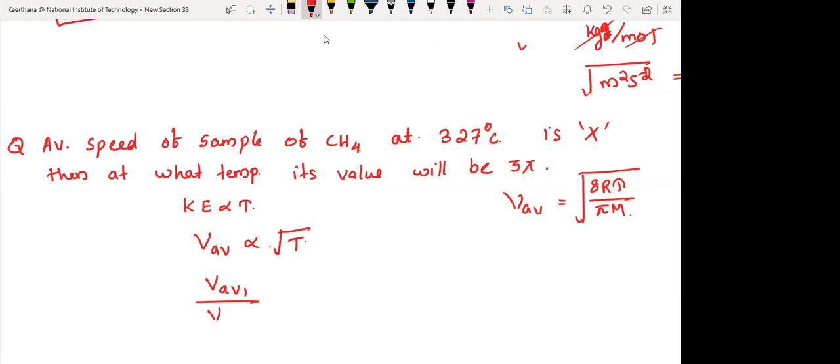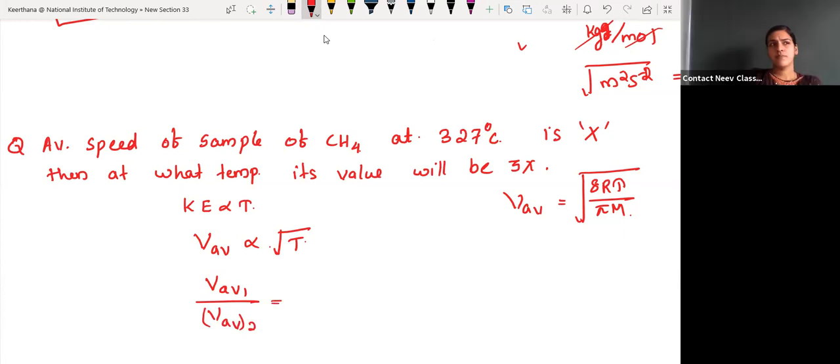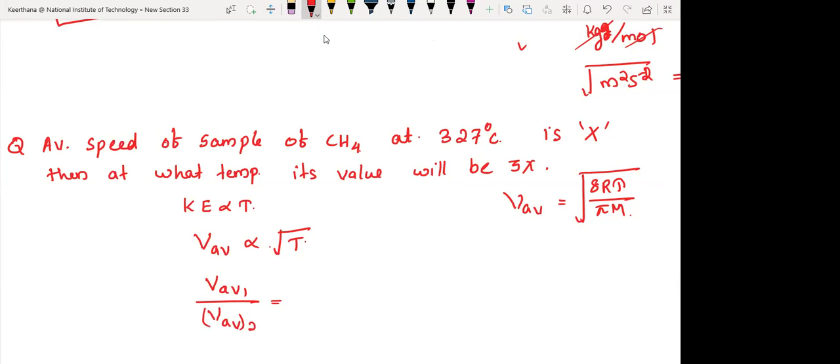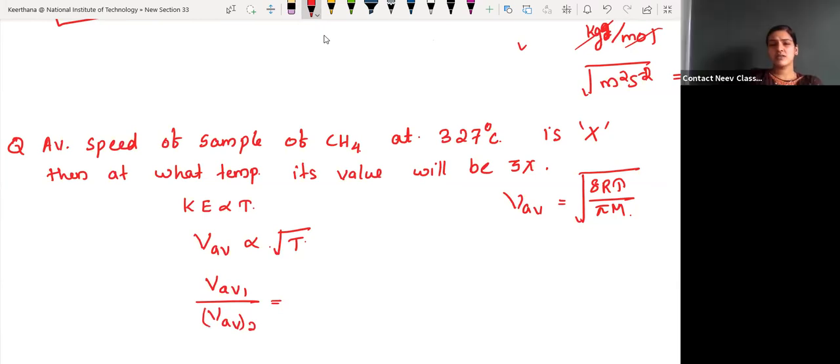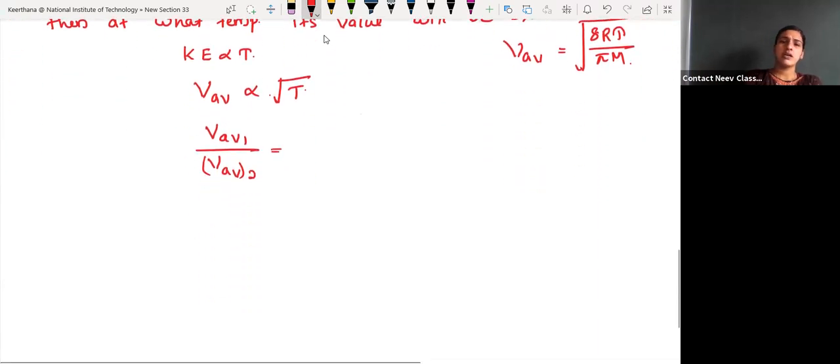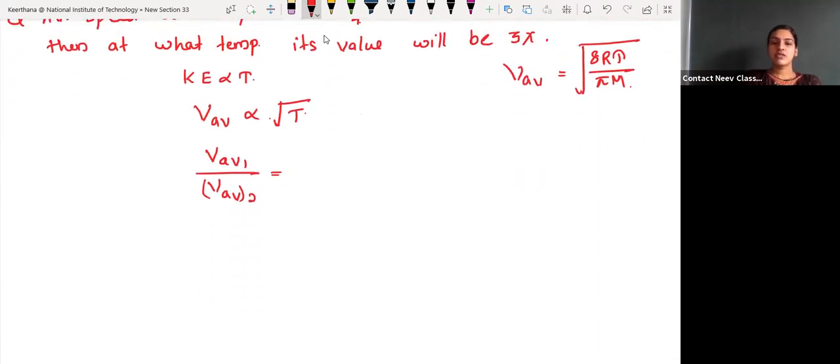Ma'am, when we get the answer, should we leave it in Kelvin or convert it back to degrees Celsius? No, if they are asking in Kelvin, you can just keep it in Kelvin. If this is a subjective question, writing Kelvin is fine. But if they ask what the temperature will be in degrees Celsius, then you should convert. Otherwise, a Kelvin scale answer is fine. So V average 1 by V average 2 is equal to root T1 by T2.